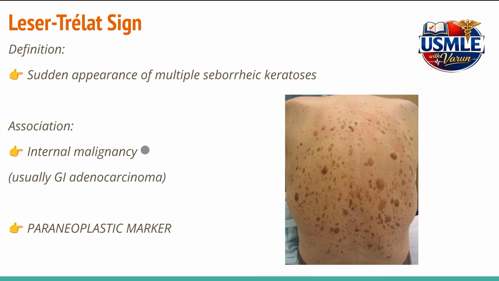Now, here's where things become clinically interesting. So, if a patient suddenly develops multiple seborrheic keratoses, this is not a normal thing. So, when there are multiple seborrheic keratoses, we need to call it a Leser-Trélat sign. This is a paraneoplastic phenomenon, meaning it is associated with an internal malignancy. Most commonly, it is linked to gastrointestinal cancers, especially adenocarcinoma. So, this is not just a skin finding, it's a warning sign of a deeper disease. So, sudden onset of many lesions, we need to think of an internal cancer, most possibly gastrointestinal adenocarcinoma.